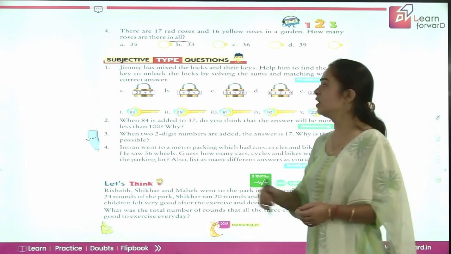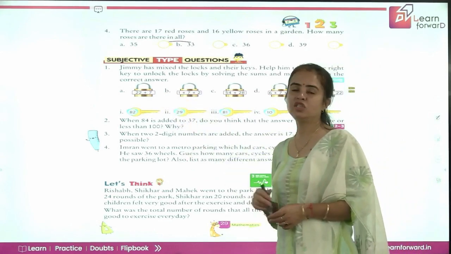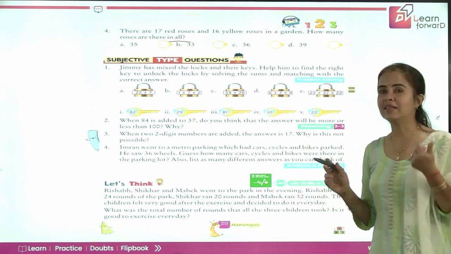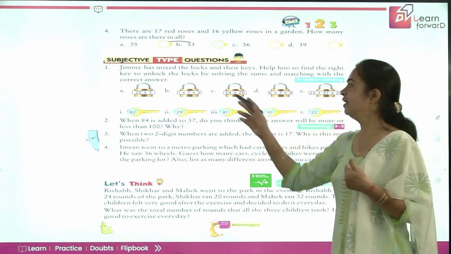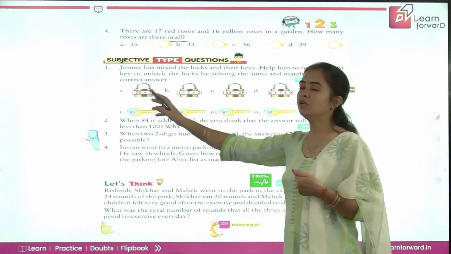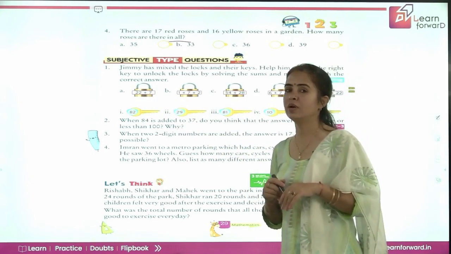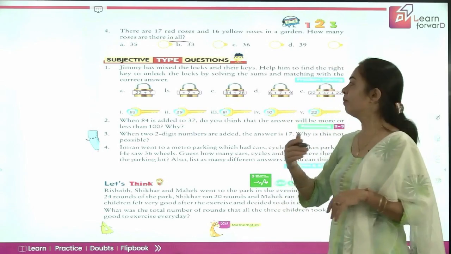So what do you see here? The locks have some addition sums and the keys have some answers. So add the numbers and get the answer. Like 22 plus 7 is 29. So the key which has 29 number is your matching key for this.